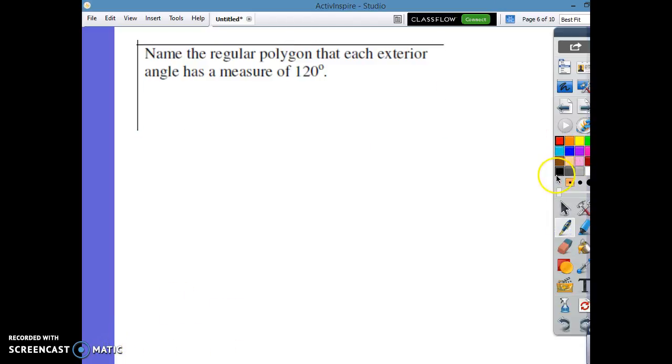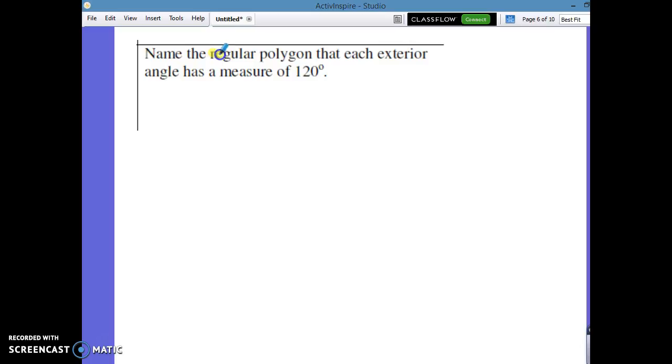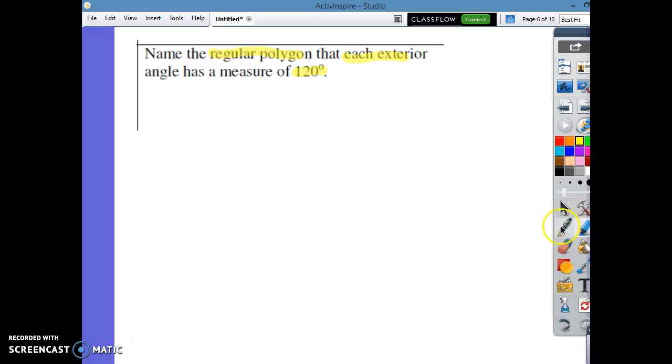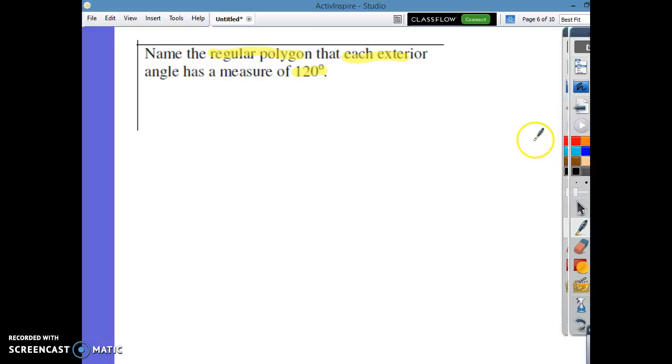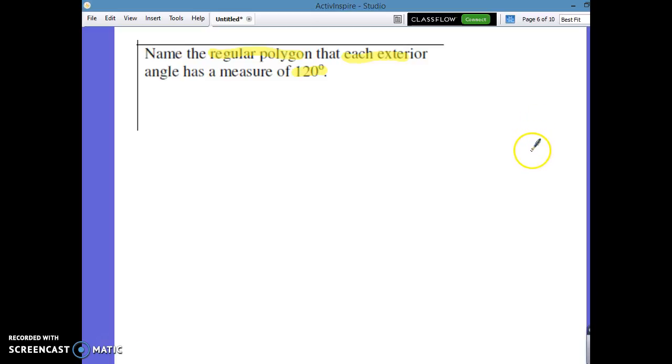All right, now that you had some time to annotate the problem, I think we see that the important words are, first of all, again, regular is critical here. And we have each exterior 120. Now, I'm just going to have you set up the formula, and you are going to solve it on your own. Would anyone like to help me set up the formula for this one?